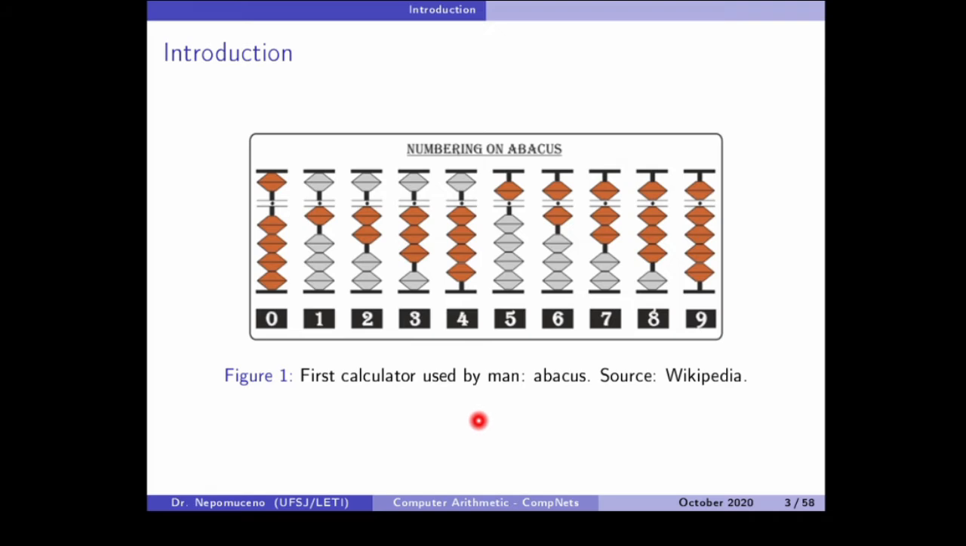So, numbering on the abacus. Here you can see 0 to 9 and the number presented. In this case you have 0 because there is no movement, 1 because you move one of the stones, one of the cells, up, 2 and so on and so forth. When you get to 5, instead of moving up, you move one down, and with 5 down and 4 up, you have 9, right?